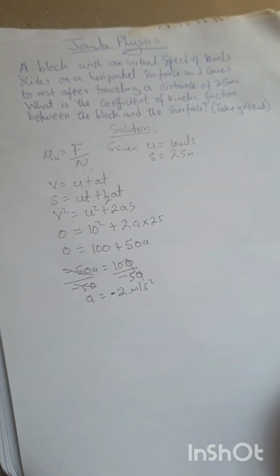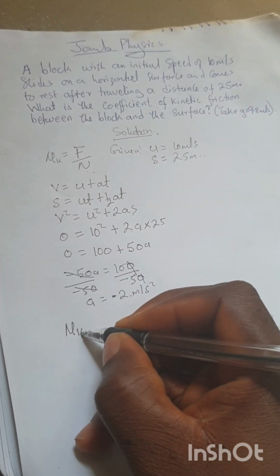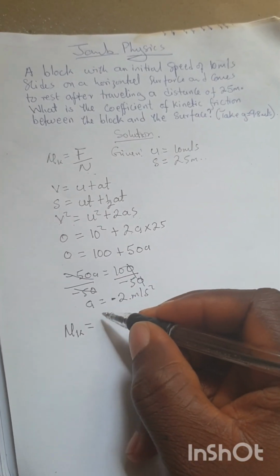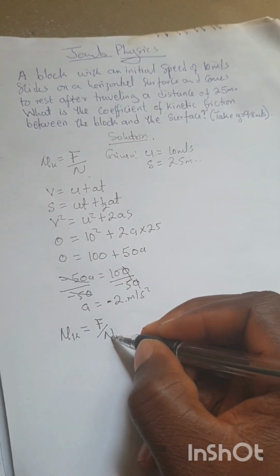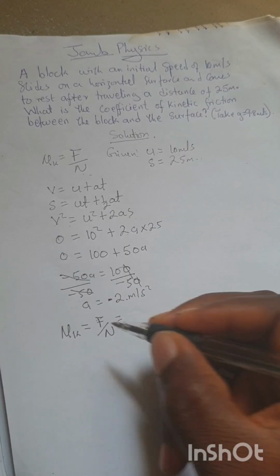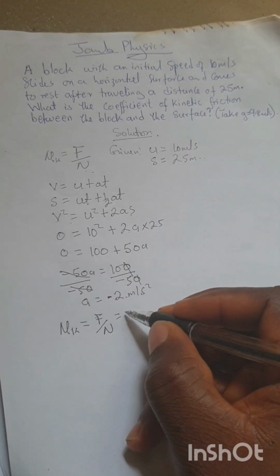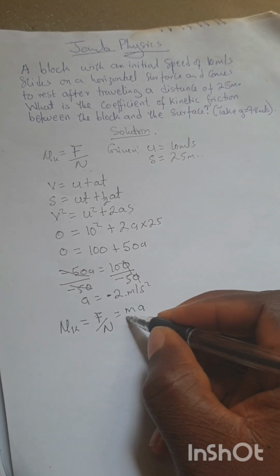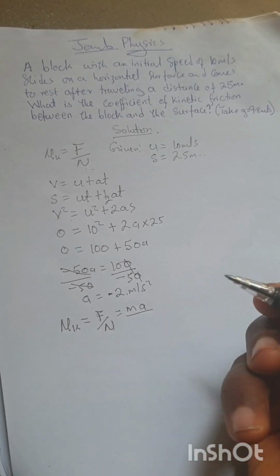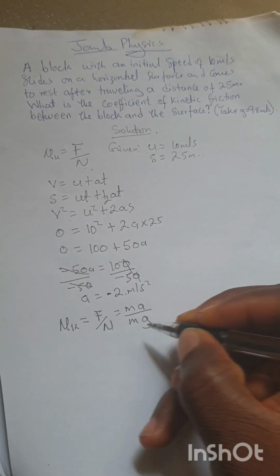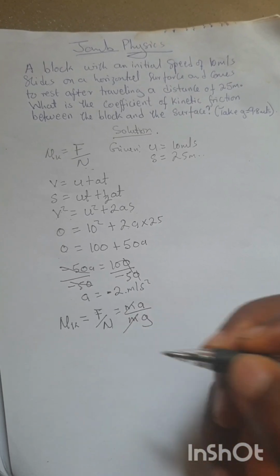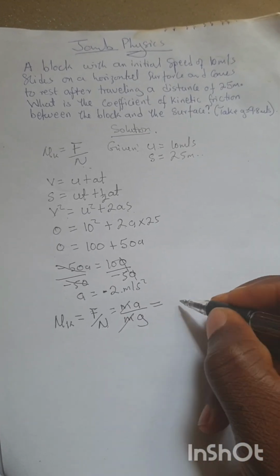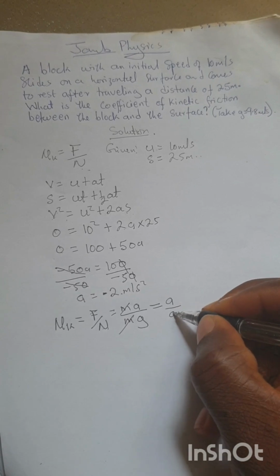We'll go back to the initial formula of kinetic friction. Kinetic friction is F over the normal reaction. The normal reaction is the weight of the body. F is the force, but you know that force is equal to mass times acceleration. The formula for the weight of the body is mass times acceleration due to gravity. So here there is mass up and mass down, so you cancel it out. What you'll be left with is a over g.